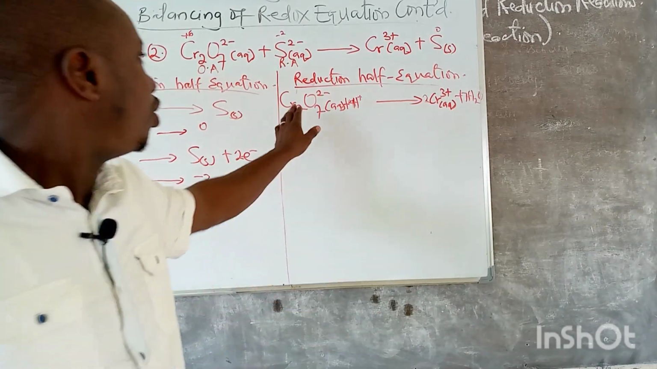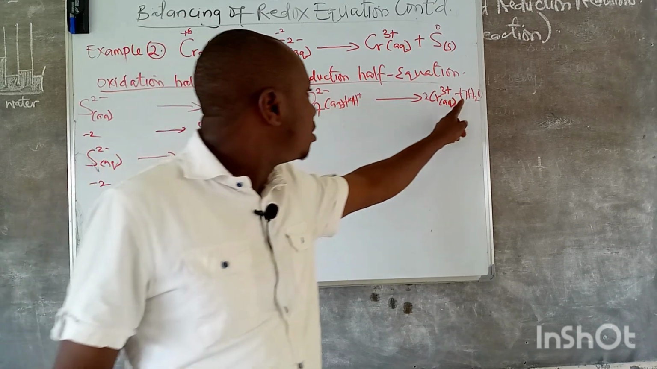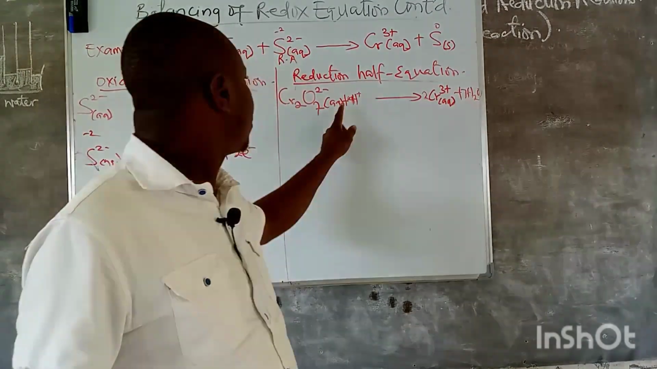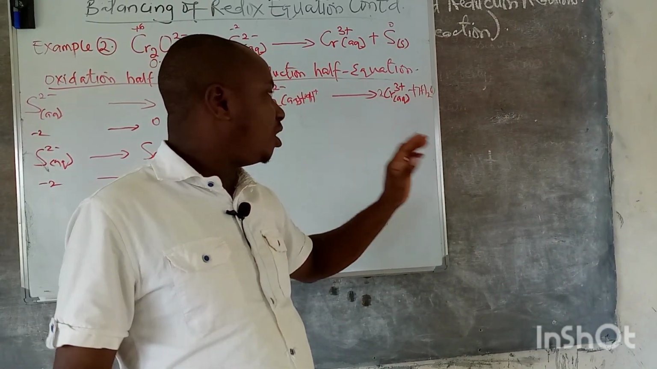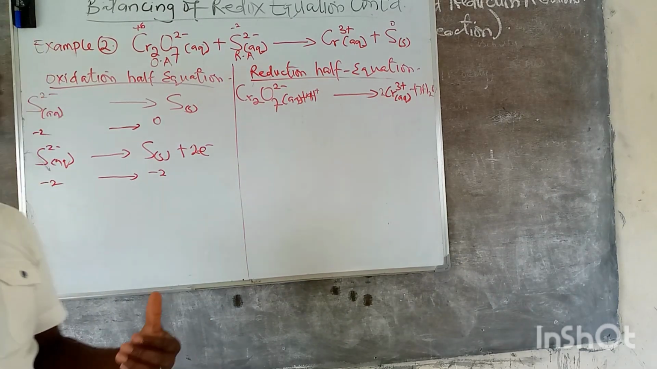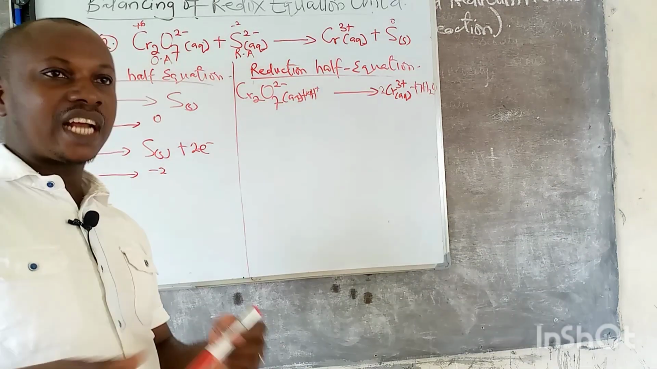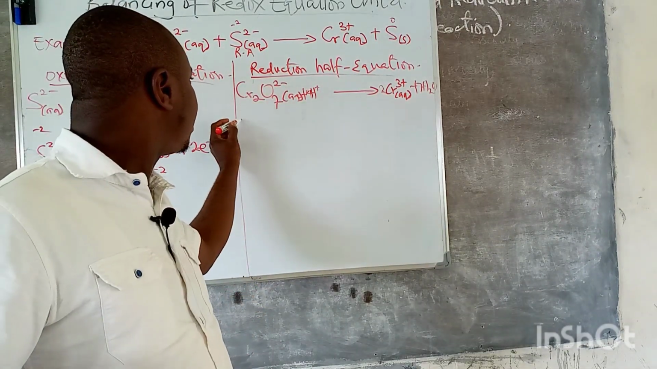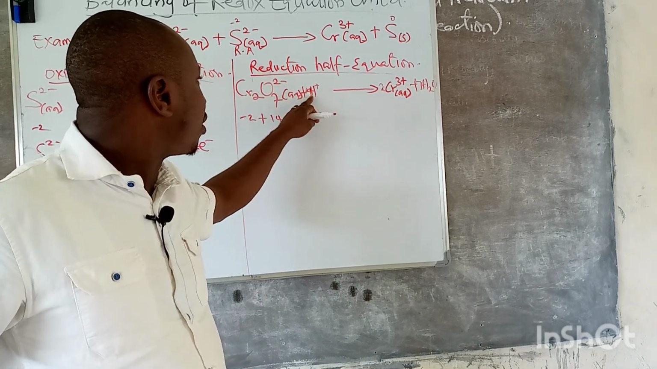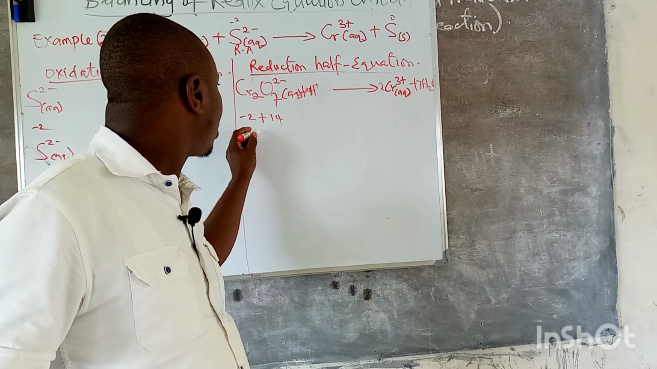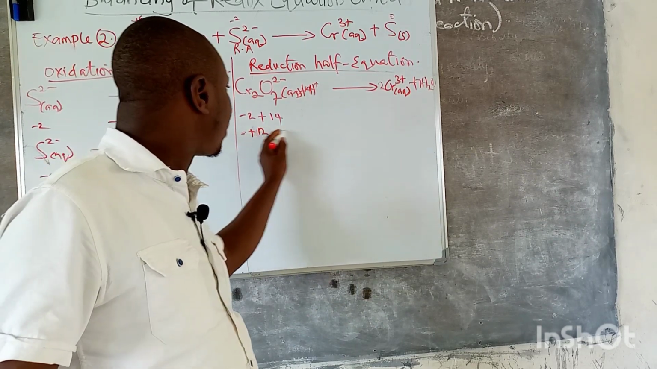Let us check again. 2 chromium, 2 chromium. 7 oxygen, 7 oxygen. 14 hydrogen, 7 times 2, 14 hydrogen. What is the next step? Balance number of charges. Let us check number of charges at the left-hand side. Here is -2 plus 14, which will give us plus 12. So the charge of this side is plus 12.